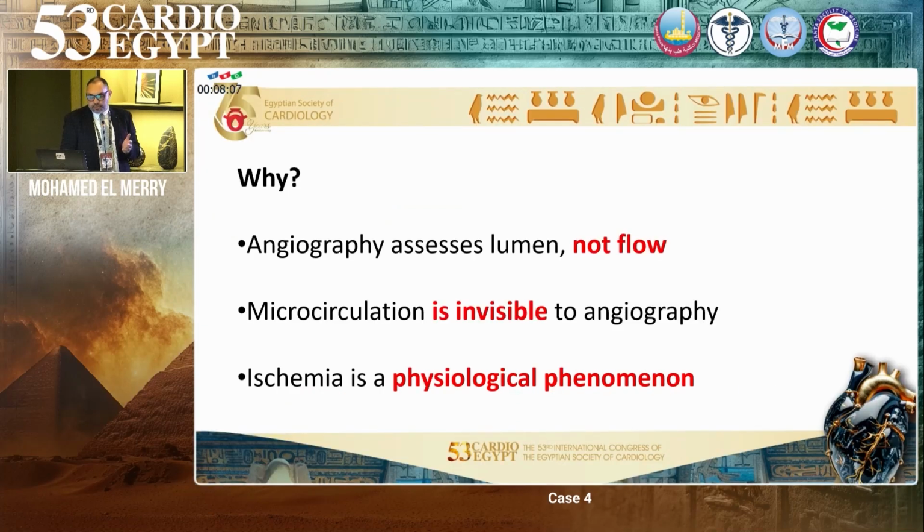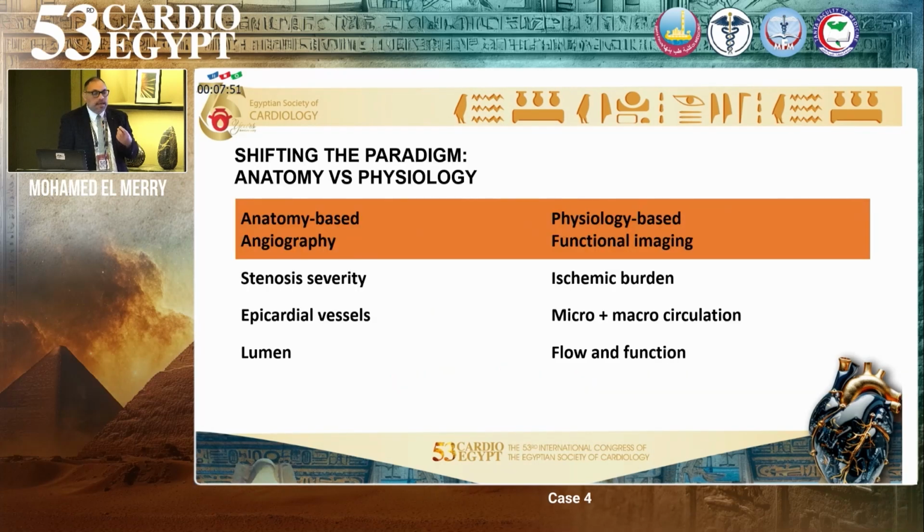Why is physiology important? Because the angiogram only assesses the lumen, but not the flow. The microcirculation is invisible to the angiogram, and ischemia is a physiological phenomenon. And this is our second fact, that physiology is still more important than anatomy. So the coronary angio shows stenosis or severity of stenosis, shows epicardial vessels, shows the lumens, but the physiology shows the ischemia burden, the micro and macro circulation, and also the flow and function.